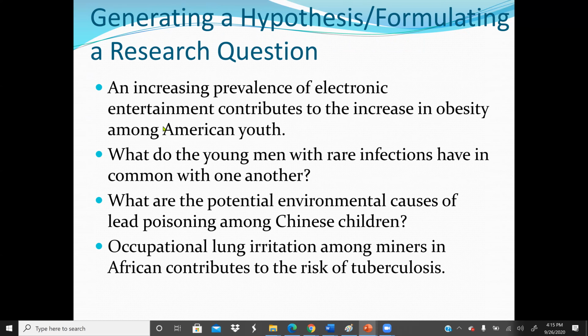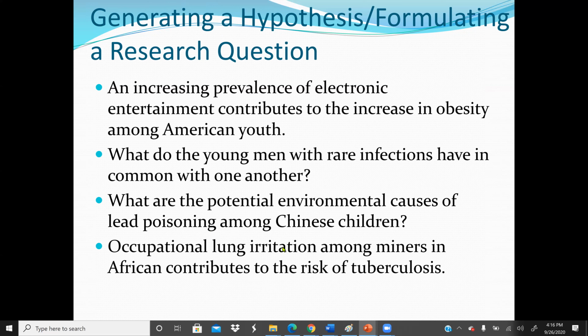So we come up with this question: does an increasing prevalence of electronic entertainment contribute to the increase in obesity among American youth? Then the second one: what do the young men with the rare infection have in common with one another? So these are the studies we are going to do. And also, what are the potential environmental causes of lead poisoning among Chinese children? And also, does occupational lung irritation among miners in Africa contribute to the risk of tuberculosis?